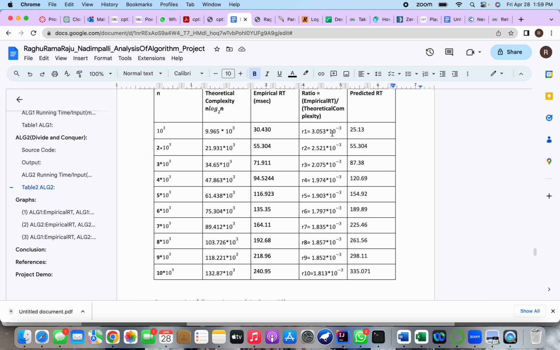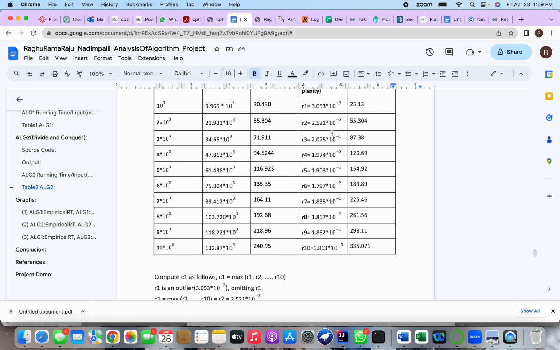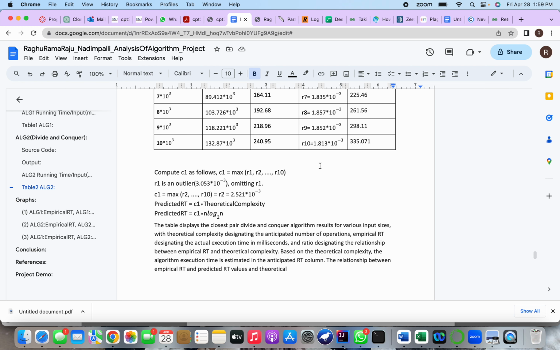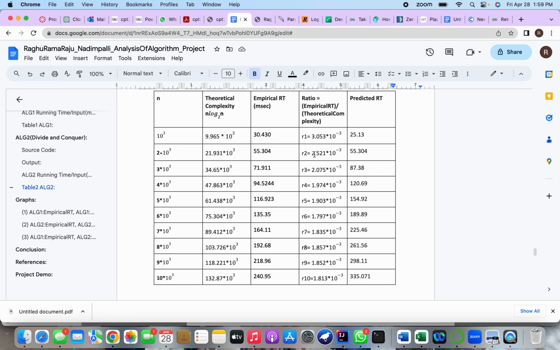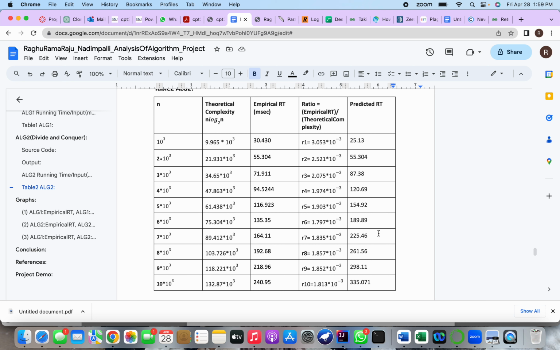So if we ignore the outlier, which is R1, then our predicted RT will be more reliable, more proportional to empirical RT. So that's why we're going to remove the outlier. From there I got C1 is 2.521, and my predicted RT is nothing but the maximum ratio that I got, which is C1 times theoretical complexity. So if I multiply my C1 with all these things, these are the predicted RT I got.